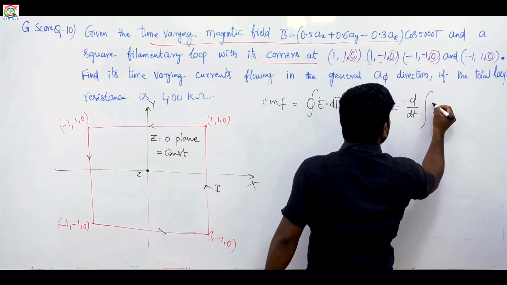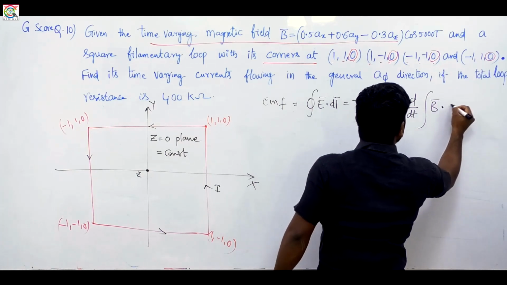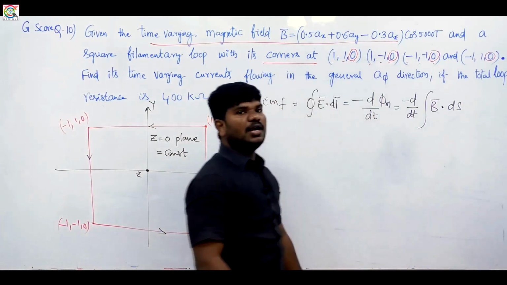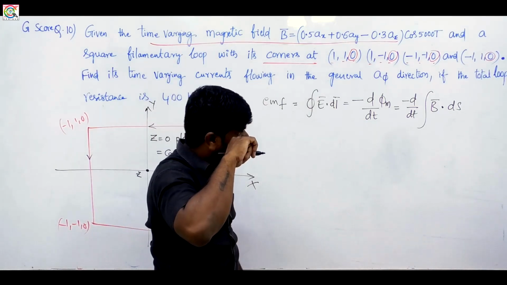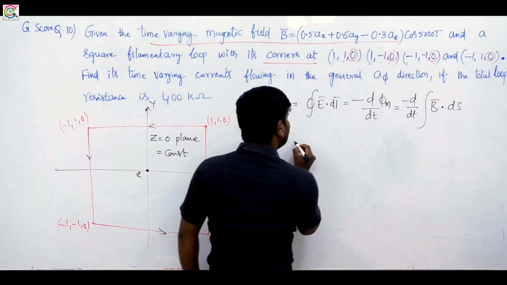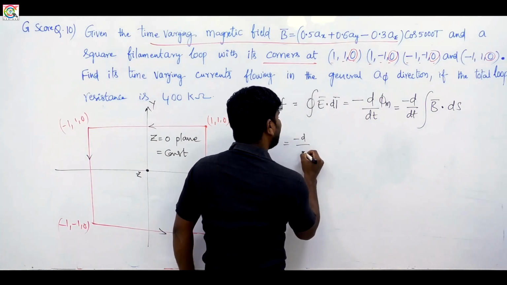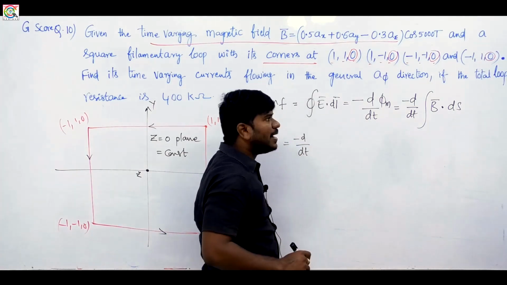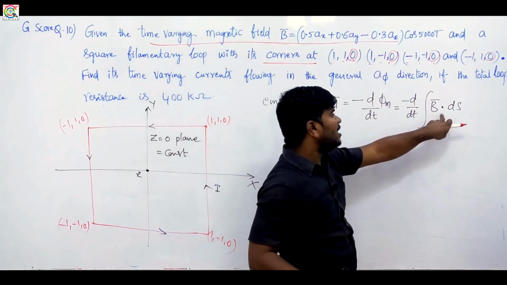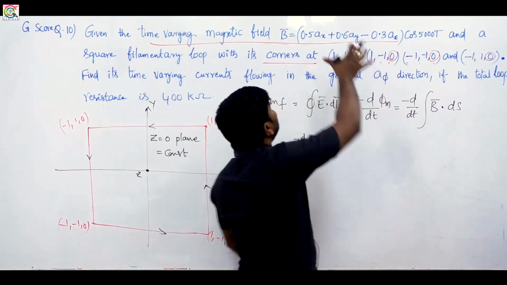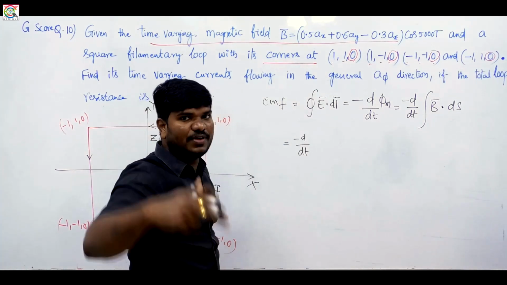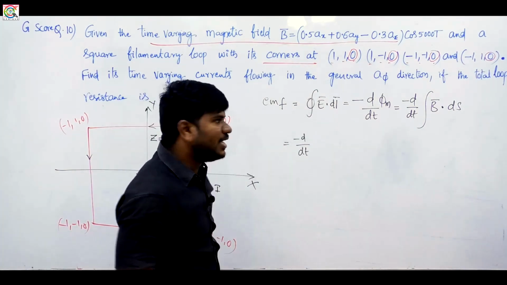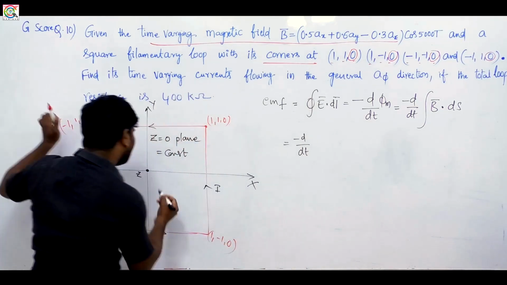I can write this psi m as the integral of B bar dot dS. So now if you simplify this, I am writing minus d by dt of the integral of B bar dot dS. Already B bar is given. What is dS? dS means differential surface area. Now what is the dS here? To find the dS, how can I find the dS?